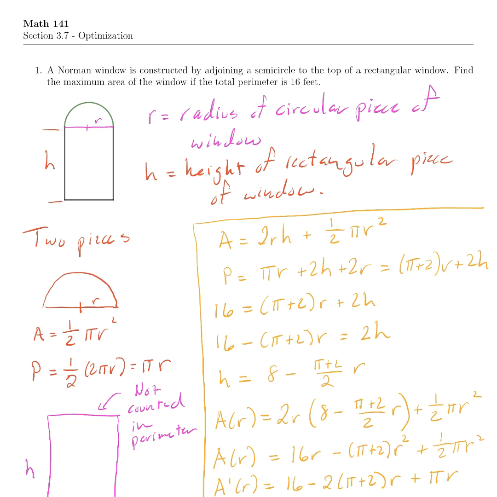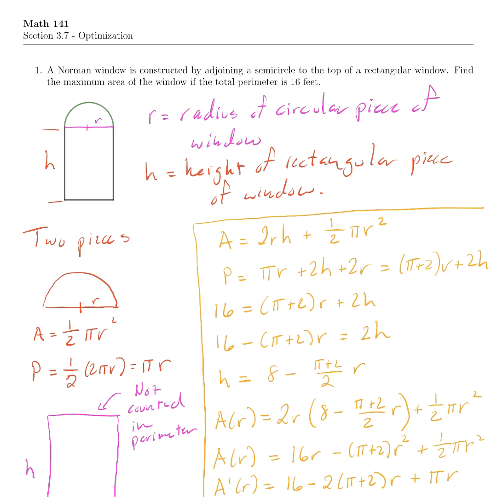Okay, here are the solutions to the activity for section 3.7. The first problem says a Norman window is constructed by adjoining a semicircle to the top of a rectangular window. Find the maximum area of the window if the total perimeter is 16 feet.